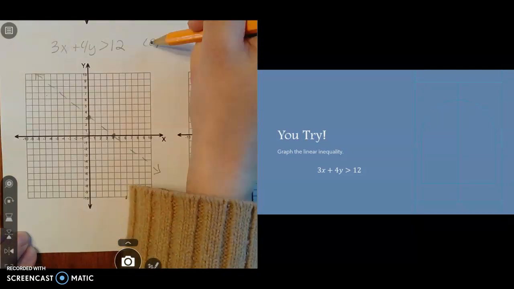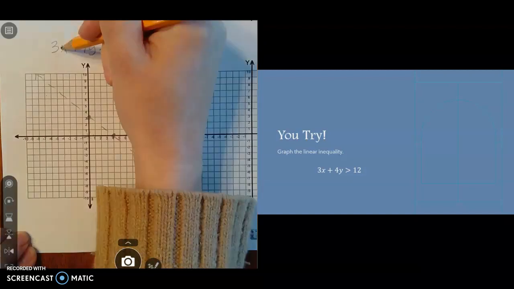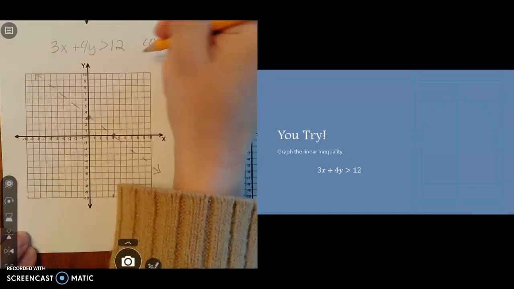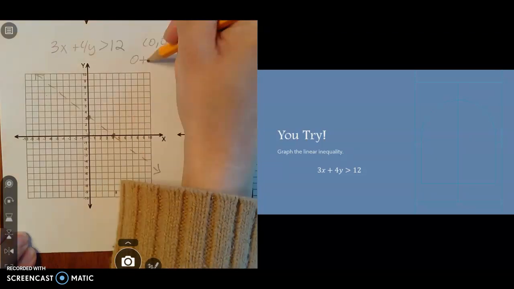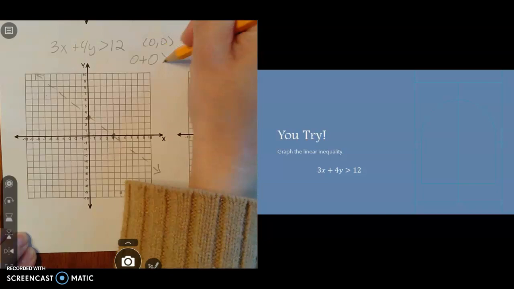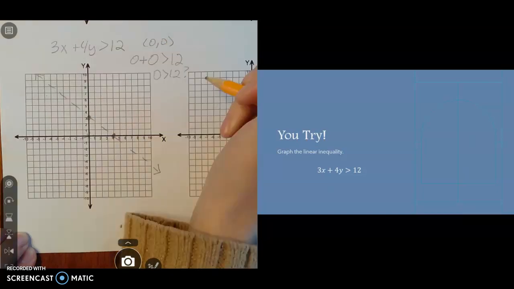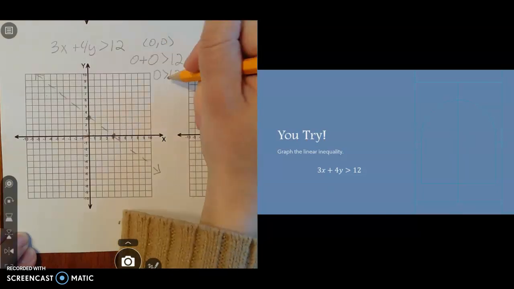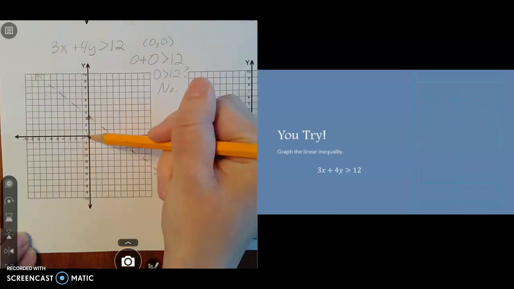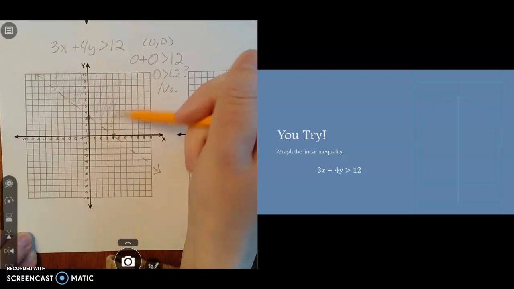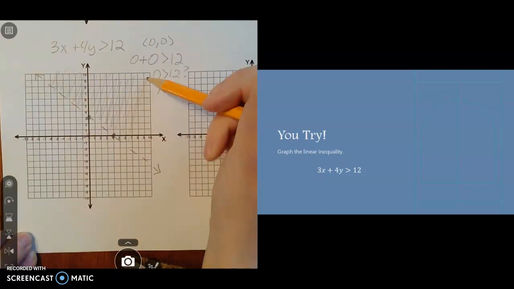work with, I would substitute in 0 for x, so I'd have 3 times 0, which would be 0. Plus 4 times y, so 4 times 0, which would be 0. And I'm going to see, is 0 greater than 12? Nope, 0 is not greater than 12. So that means I'm not going to shade on this side where the (0, 0) is, because things don't work down there. I'm going to shade on the opposite side, so that would be shading above. Okay, so that's what the solution would look like for this one.